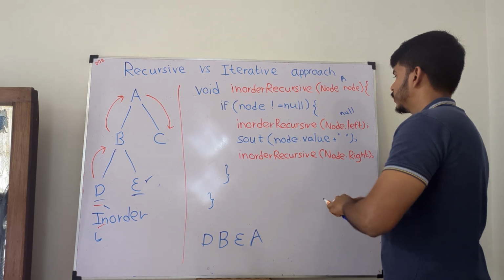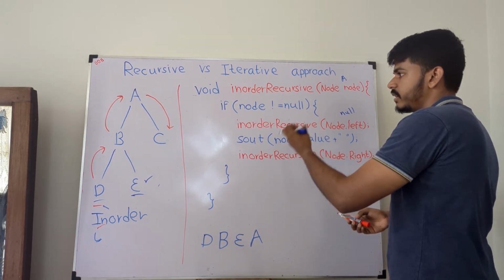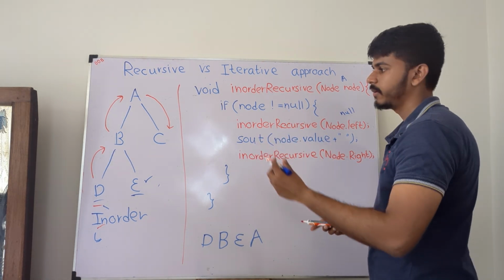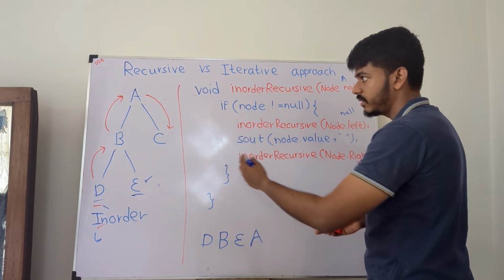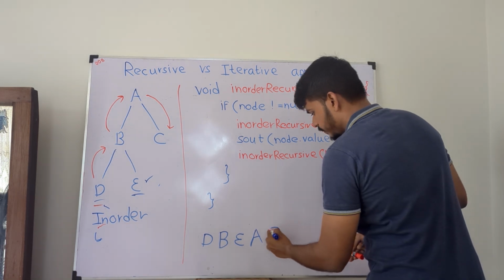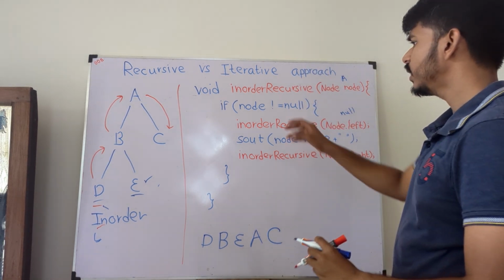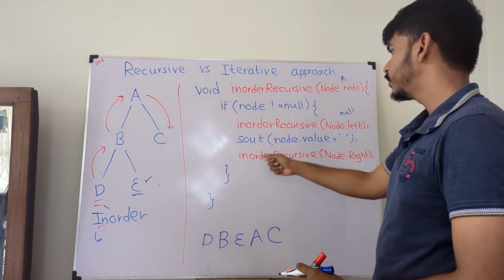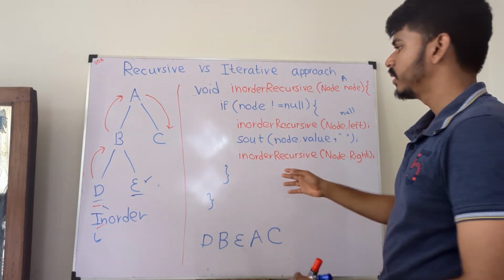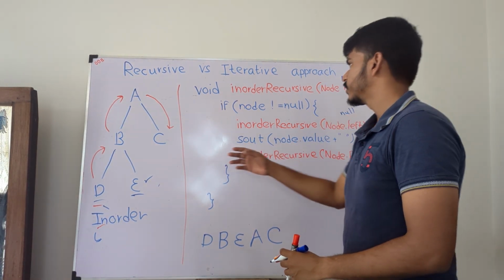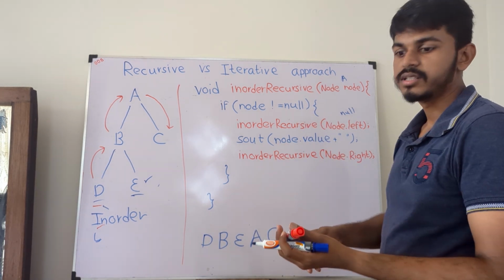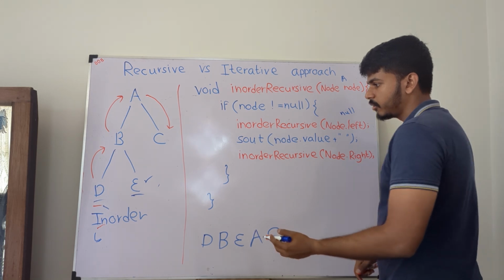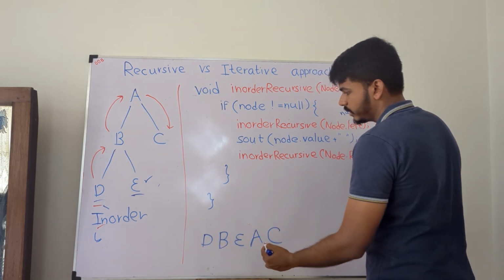Then going to go to C's left child, it is null, it is going to return again. Then it is going to print the current node value, which is C. So it is printing C. Then after printing C, it is going to go to C's right child. C doesn't have a right child, so it is also going to be null. It's going to return again. Then the function stops after outputting D, B, E, A, C.